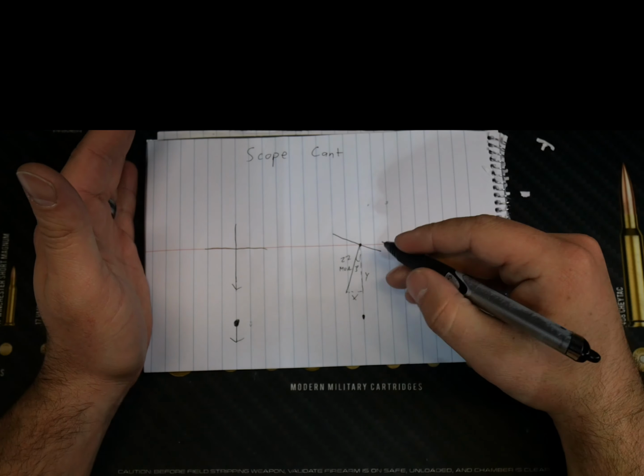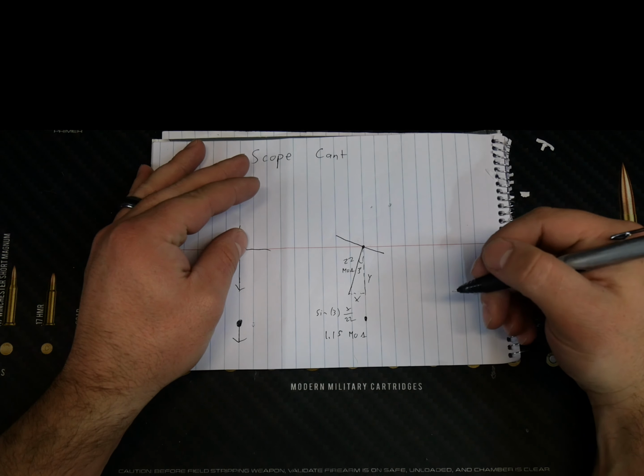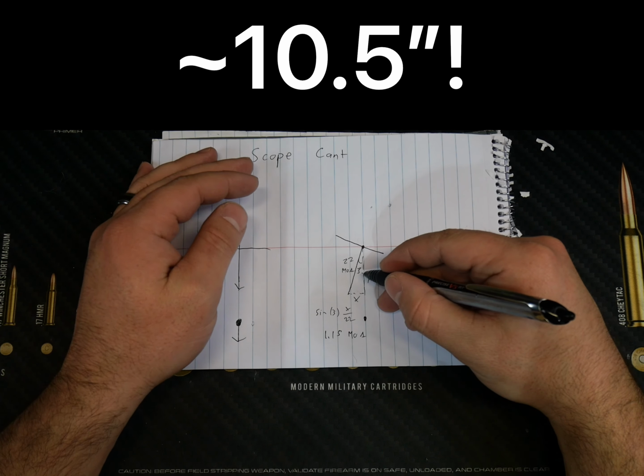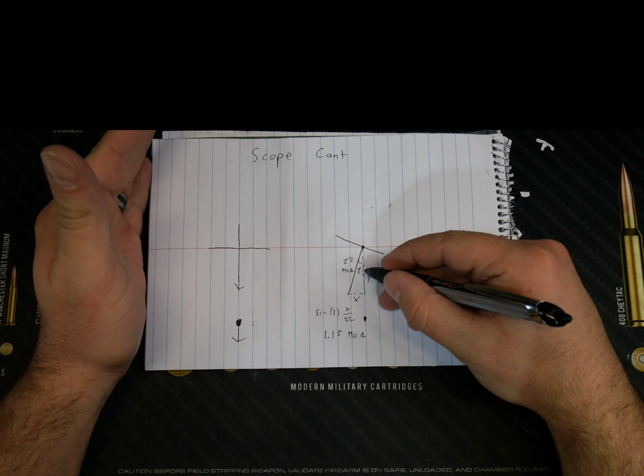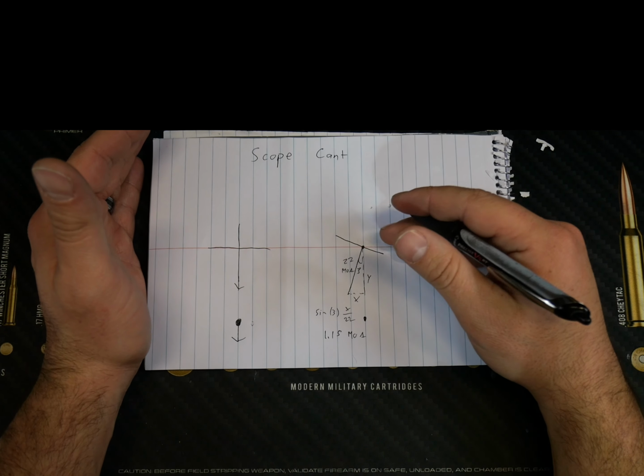So what happens is now we can solve for this. So we'll do sine of the angle equals the horizontal over the hypotenuse. Now what that gives us is our horizontal correction, and what that comes out to be is 1.15 MOA. So just a 3 degree change in how that scope's mounted is going to result in a 1.15 shift of your bullet impact off of your correction.